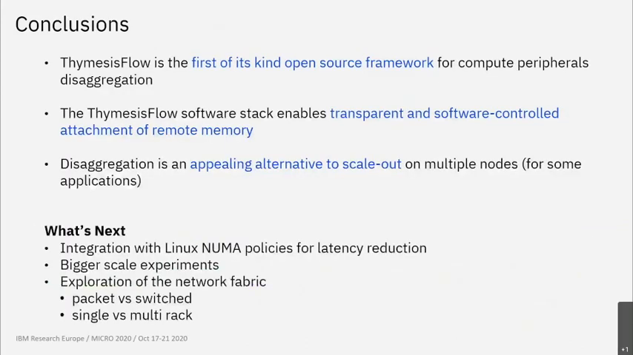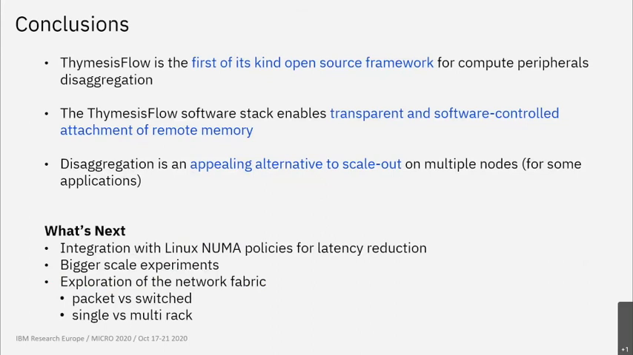So in this video, I've talked about ThymesisFlow. It is one of the first of its kind open source frameworks for compute peripheral disaggregation. ThymesisFlow enables fully transparent attachment of remote memory, and for some classes of application, it's actually an appealing alternative to scaling out on multiple nodes.